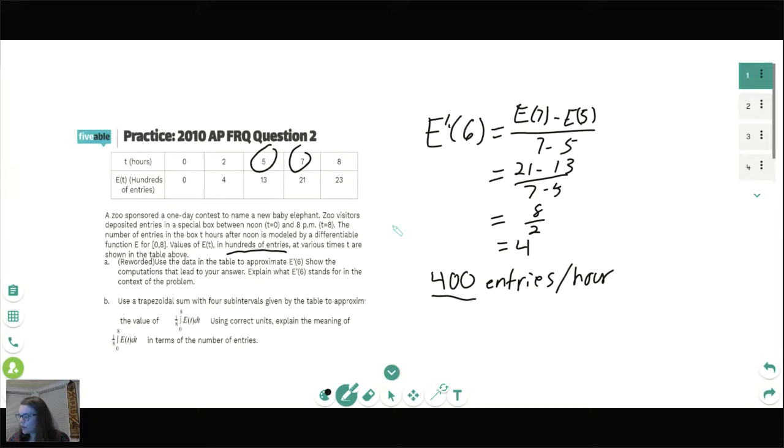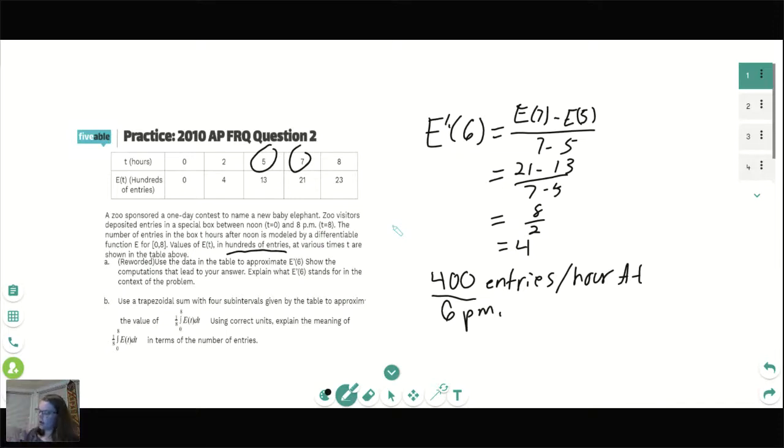Okay, so 400 entries per hour. And we want to make sure, yes, at 6 p.m., that is the entries per hour. That's how many entries they're getting. That's a lot of entries per hour.